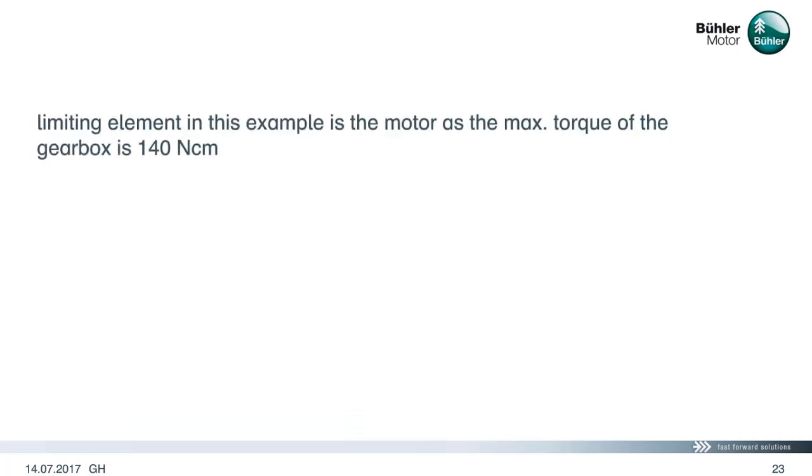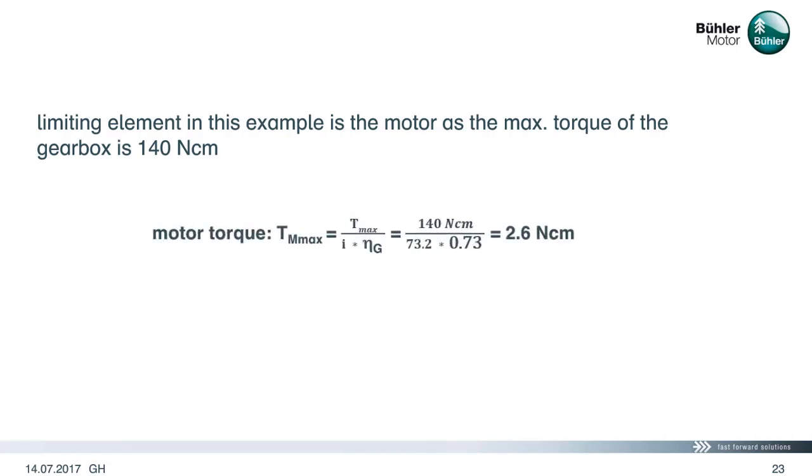In this example, for the use of a gear motor, it would be the motor that is the limiting element. The gearbox has a specified maximum torque of 140 Newton centimeters, whereas our requested load point is only 100 Newton centimeters. If we calculate the motor torque for the maximum torque at the gearbox output Tmax 140 Newton centimeters, we can see T motor max is Tmax divided by I divided by eta sub g, and this leads to a motor torque of 2.6 Newton centimeters.